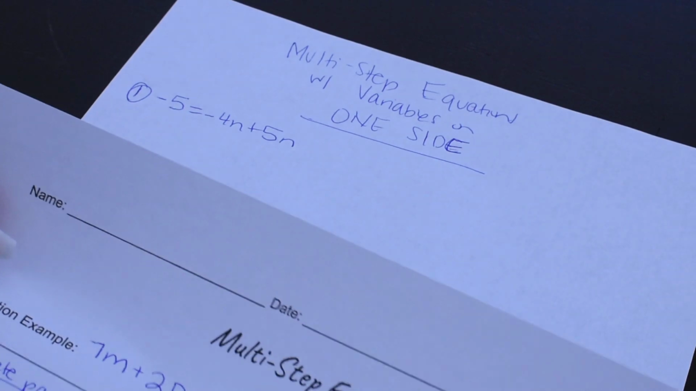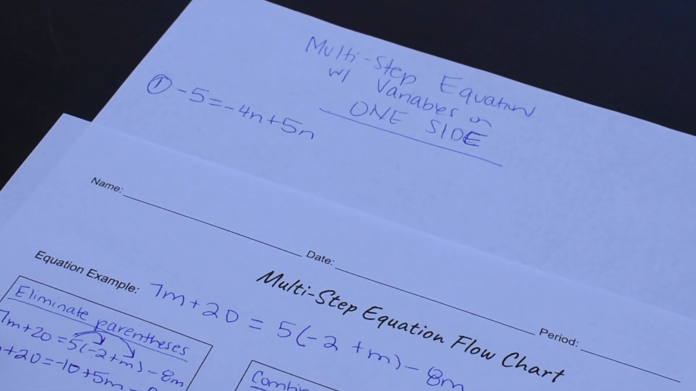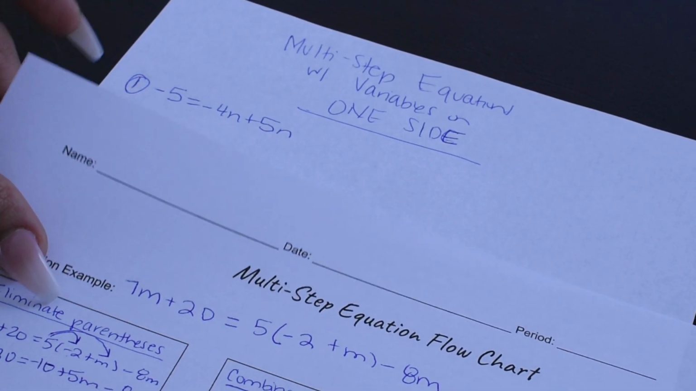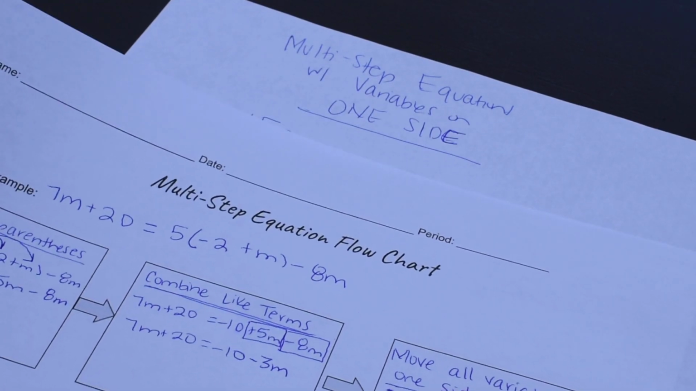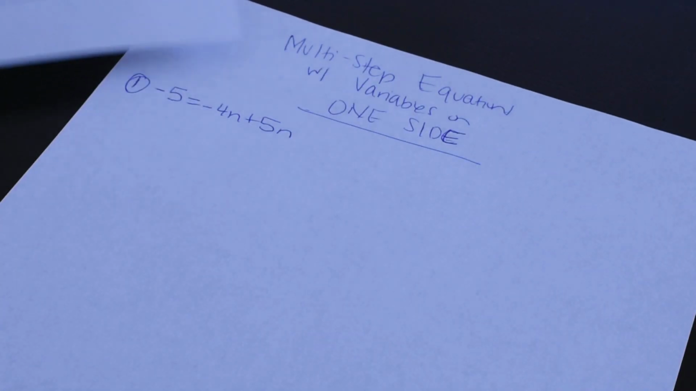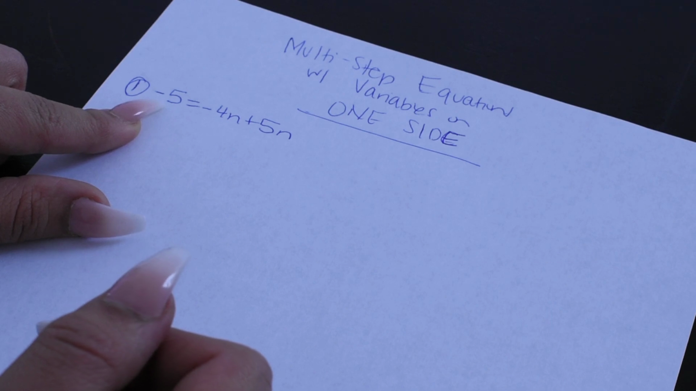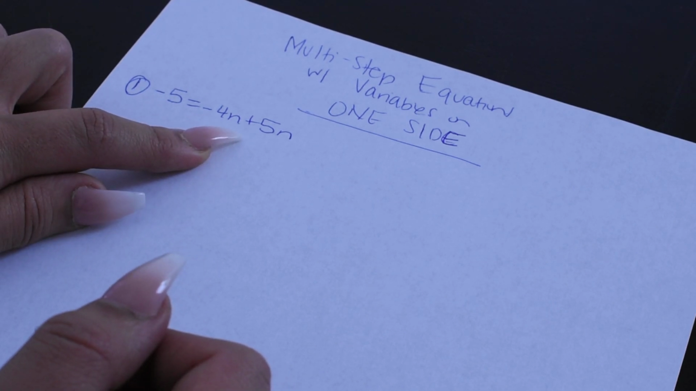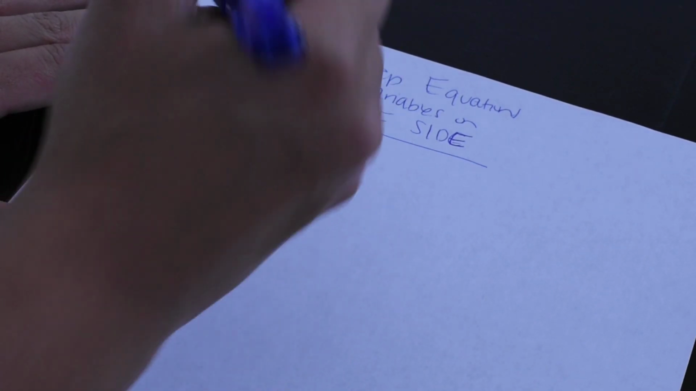Let me use my flow chart. First step, eliminate parentheses. I don't have any parentheses. I can move on. Next step is to combine like terms. Let me look at the left side of the equation and the right side. So left side is negative 5, nothing to combine. But here on my right side, I have 5n and negative 4n. I can combine those, right?